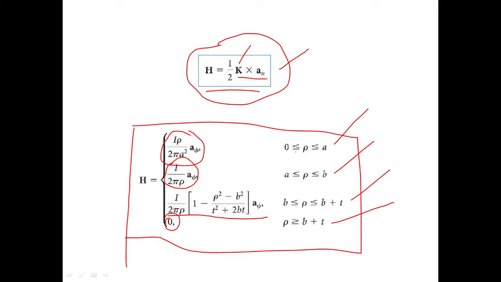When rho is between 0 and A, this is the H vector. When rho is between A and B, this is the H vector. When rho is between B and B plus T, this is the one. And when rho is greater than B plus T, then the H vector will be 0, right? So we'll start with the problems today.